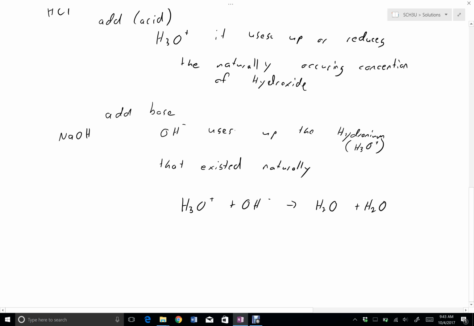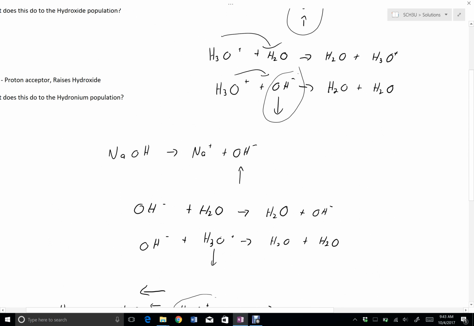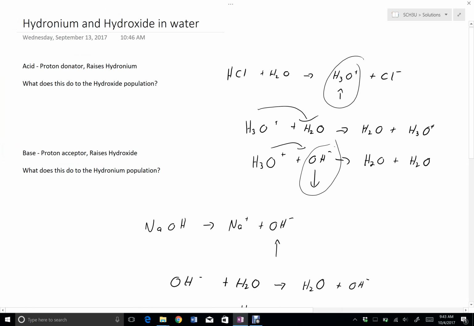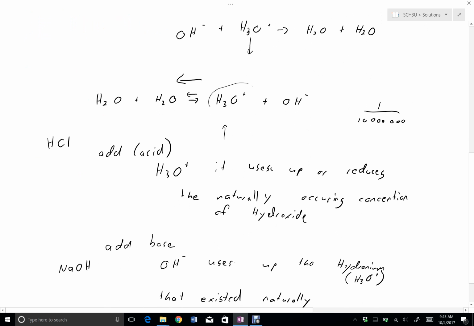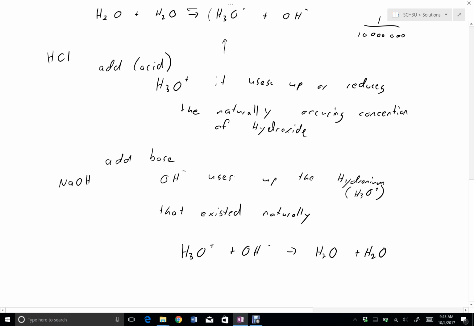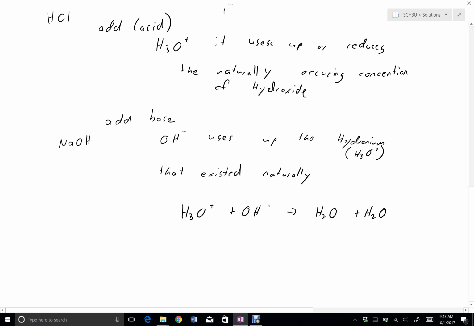So if I create one, I'm going to naturally decrease the population of the other because it will use it up. So that's sort of how hydroxide and hydronium react in water: if one of their populations is increased, it will naturally decrease the population of the other species.